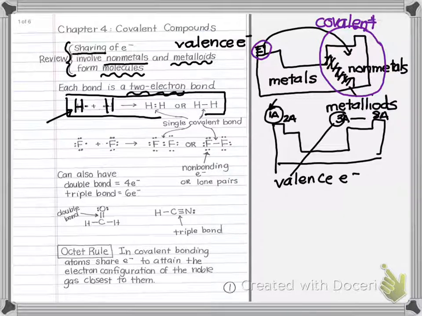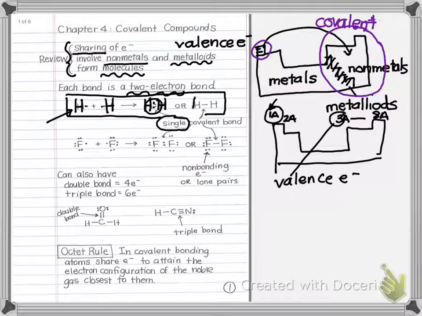And if I had another hydrogen, it would also have 1 valence electron. So when each hydrogen brings its 1 valence electron, we end up with 2 electrons in between. Those 2 electrons being shared between the hydrogens is called a covalent bond. In fact, we just call it a single covalent bond because there's only 1 pair shared.